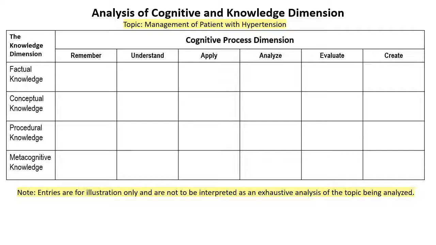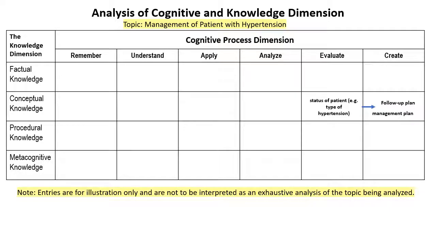So let us now use what we reviewed in the last few slides in analyzing the cognitive and knowledge dimensions of intended learning outcomes. Let's use as an example management of patient with hypertension as a topic. Using an OBE framework, we always start from the highest order thinking. So let's start by filling up the last column on the right. So you have follow-up plan, management plan. Remember, I did not put any verb at this particular point.